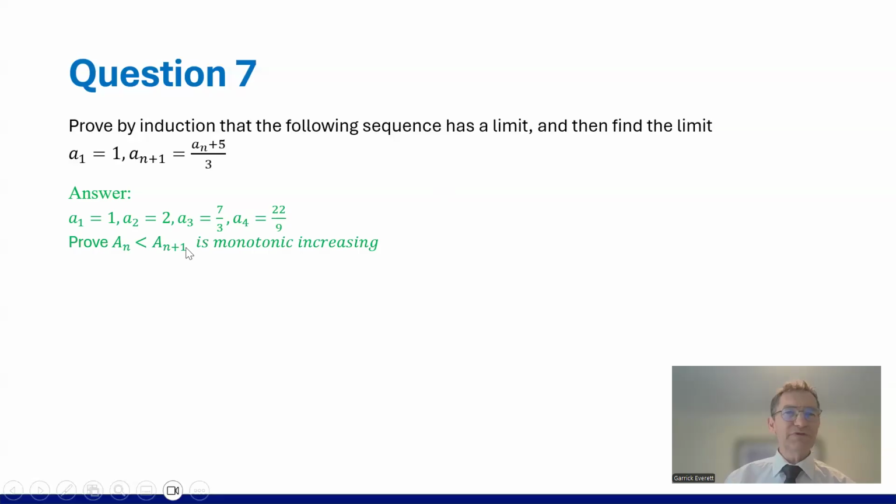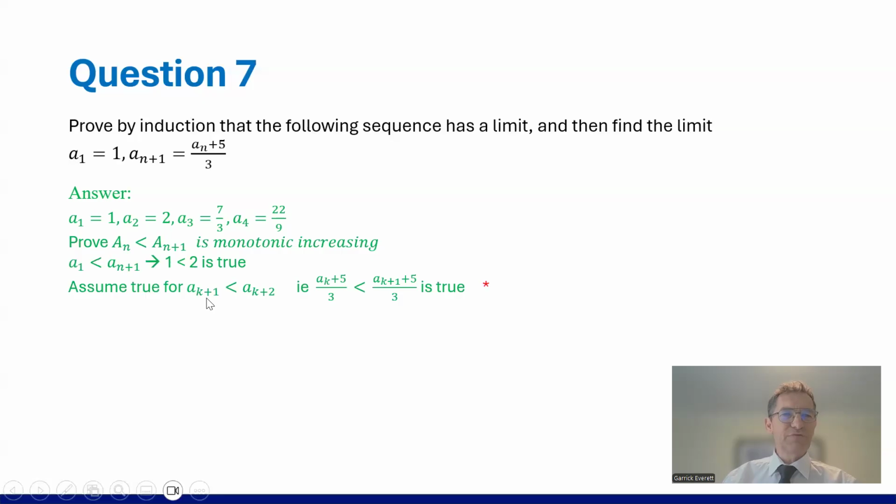So first of all, prove it's monotonic increasing, because this is obviously increasing. So we want to prove that this is bigger than this. So the second term is bigger than the first term, or similar. Depends on how you word that in your head. So A1 is less than A(n+1) because we can see 1 is less than 2 is true. So that's obviously a big tick for the first step. Second step, assume true for A(k+1) is less than A(k+2), or A(k+2) is bigger than A(k+1), i.e.